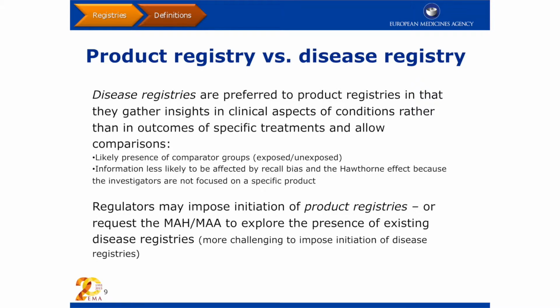First of all, because you don't have some bias, like the fact that the physicians who collect information on a specific drug product may be more efficient in the way they treat the patients rather than in a disease registry. Second, the presence of comparator groups, because if you collect information based upon a disease, clearly what you have is several possible treatments, and so you are likely to have even the possibility to compare the treatments using these registries.